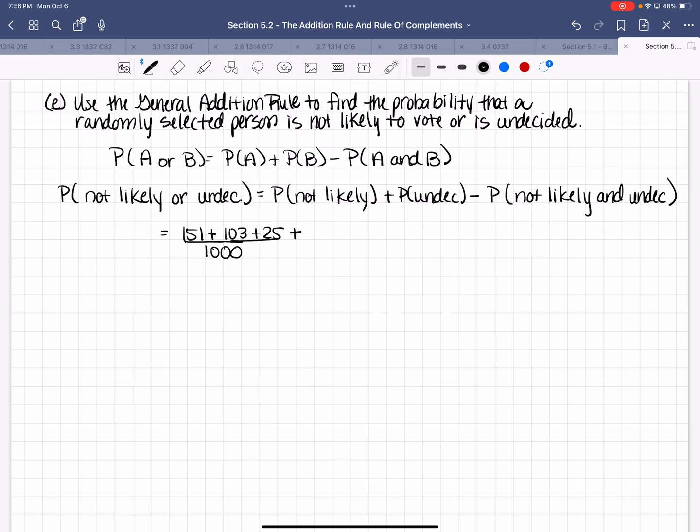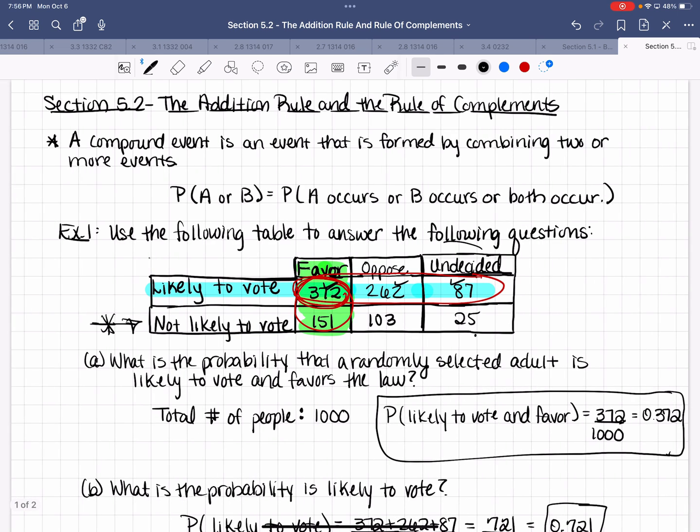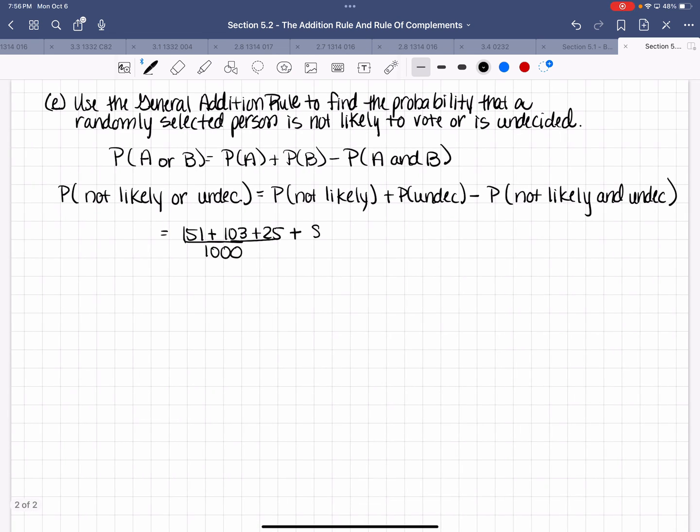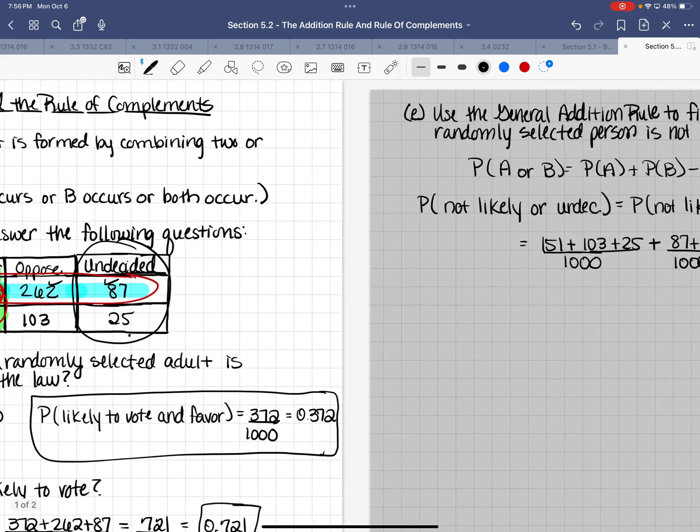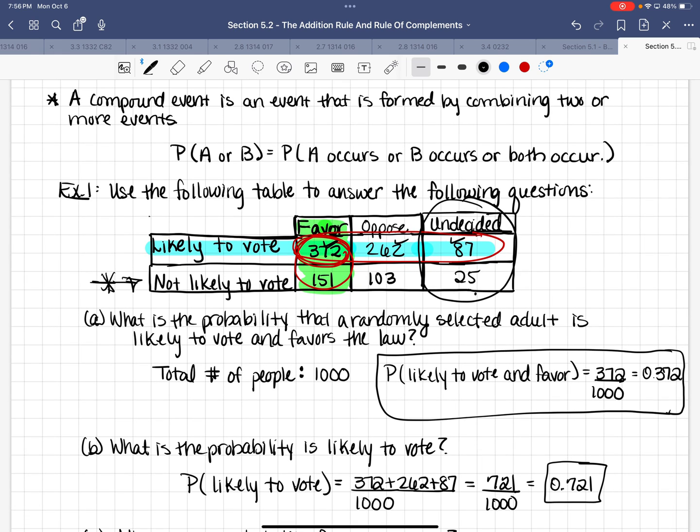Now I need to do the probability of undecided. So I go back over here. Here's my undecided column. Who all's in there? What do I add up there? 87 plus 25 over 1,000. Now it says subtract off the probability of not likely and undecided. So that's that one number we had right there. Which one of those numbers is that?